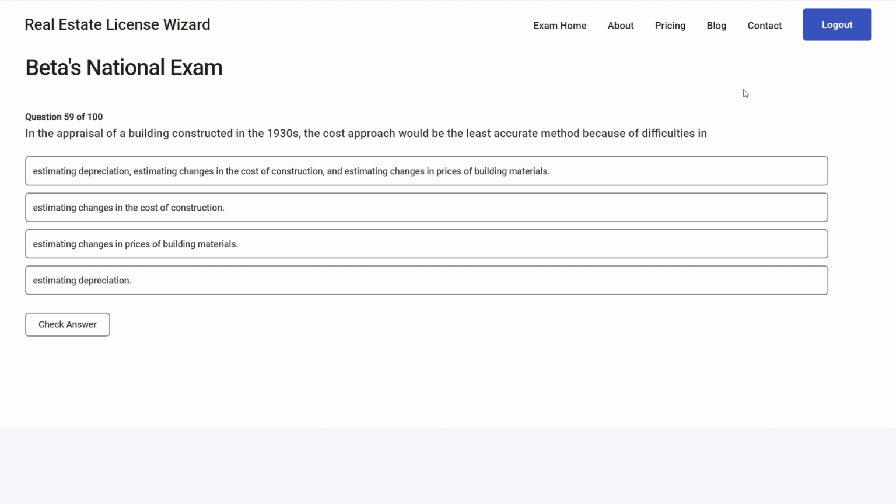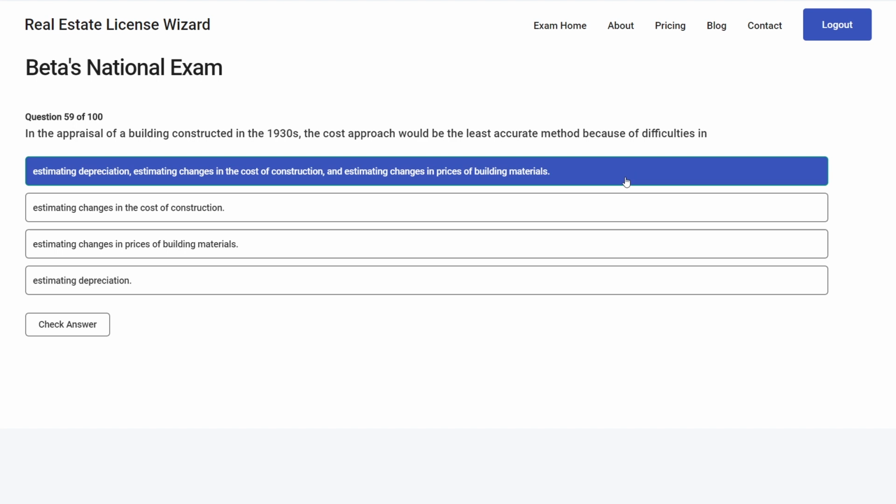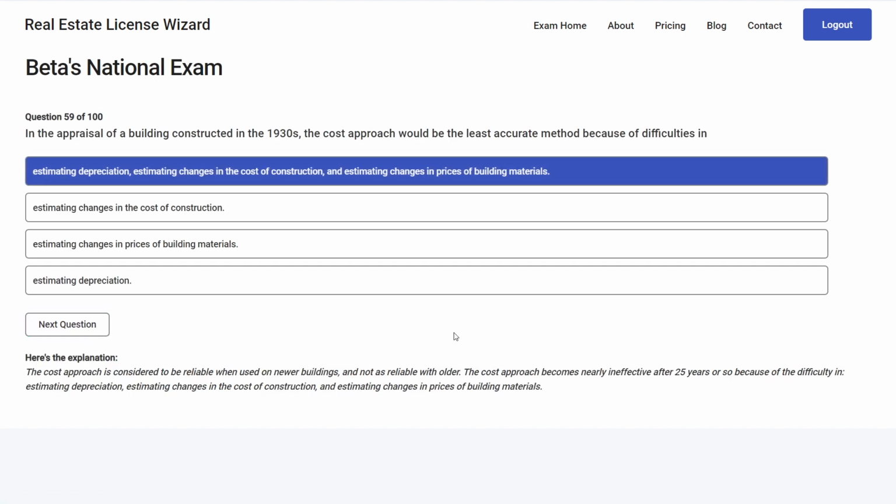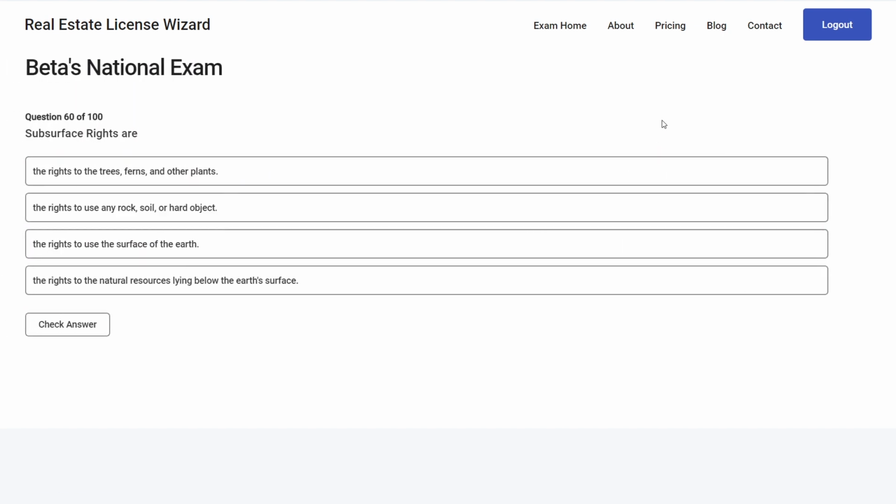All right, you guys figured it out? So it's not 2, 3, or 4. It's number 1. It's all of these things. Estimating depreciation, estimating changes in cost of construction, and changes in price of building materials. So that's why for older buildings, the cost approach is the least accurate because there's just so many things to factor in, which is why it's not really done much for older buildings, properties, things like that. All right, next question, 60.